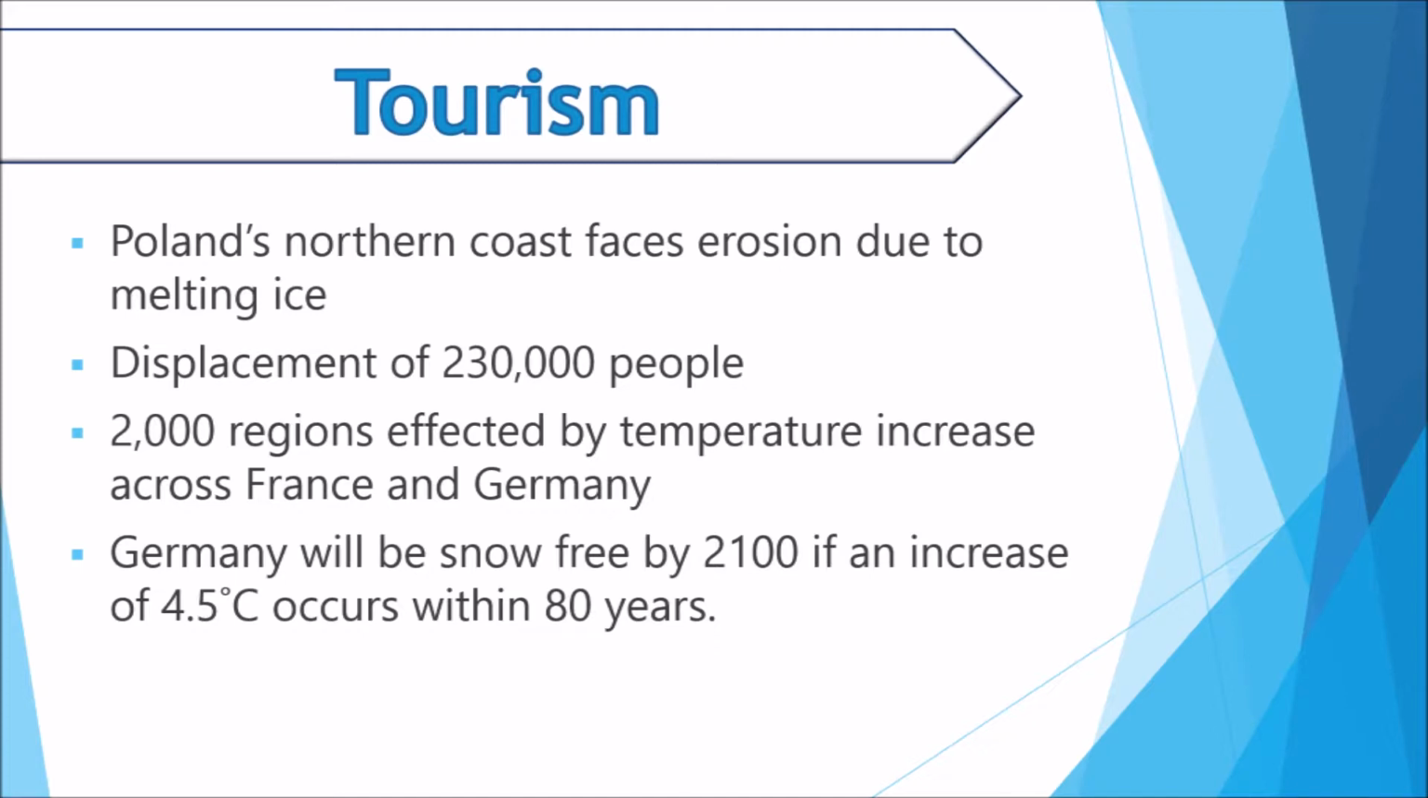Other concerns include the continuing sea level rise and erosion, which will displace individuals living along the cliff edges. This is estimated to be as high as 230,000 people. The increase of temperature will also result in a decrease in winter sport tourism across France and Germany. If a temperature increase of 4.5 degrees occurs by the year 2100, all German ski areas will be permanently free of snow. Tourism makes up 9% of France's GDP and will be undoubtedly hit in the future.